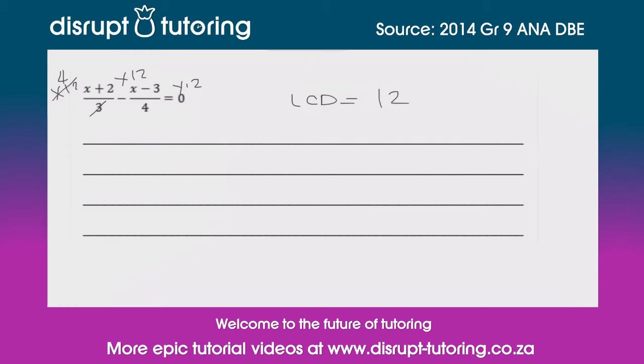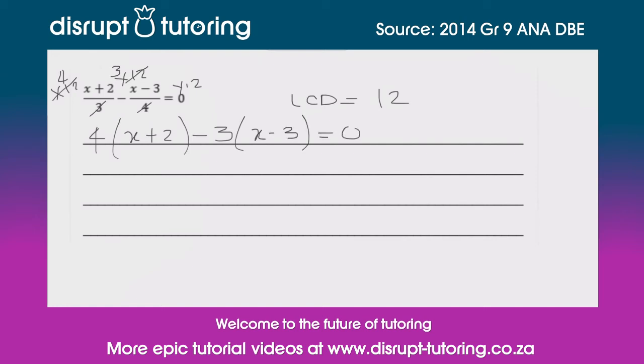so the 3 goes away and we're left with 4 at the top. This 12 goes away and this 4 goes away, but we're left with how many at the top? 3 at the top. And then the 0 times 12 just becomes 0. Okay, so now we've got 4 times (x + 2) minus 3 times (x - 3) equals 0.